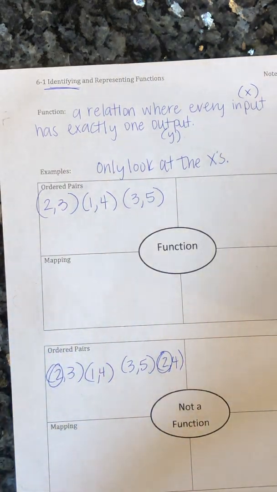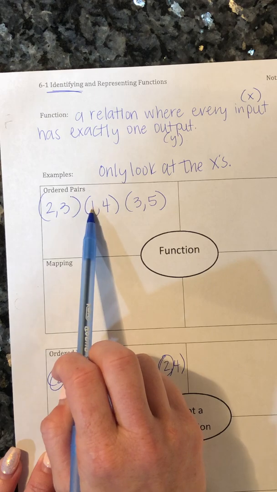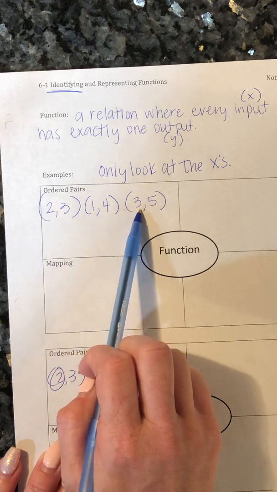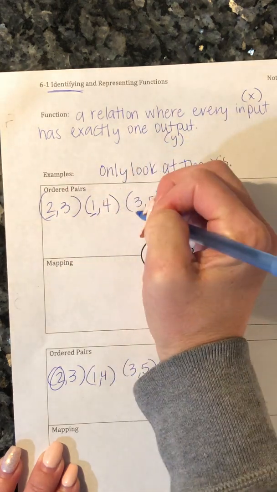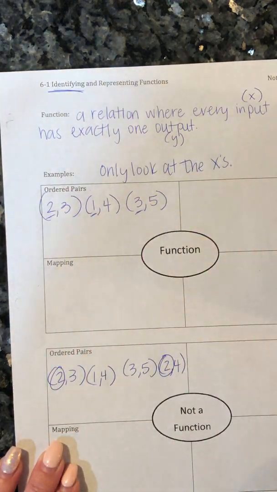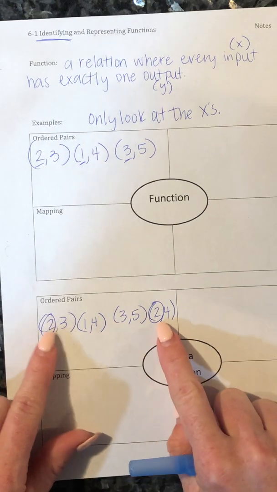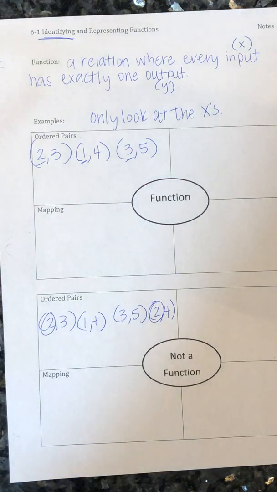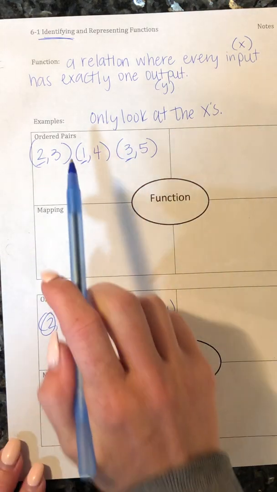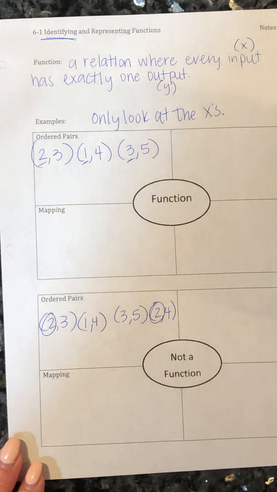So again, the cheating way, the easy way, like the shortcut way of doing this is basically look at your inputs, your X's, and if none of them repeat themselves, it's a function. So here I have an X of 2, an X of 1, and X of 3. Because they're all different, it's a function. Here I have an X of 2, 1, 3, and 2. Since these 2 repeat themselves, then it's not a function. Now you don't care about the Y's. These Y's could all be the same number and you're not going to care about those.